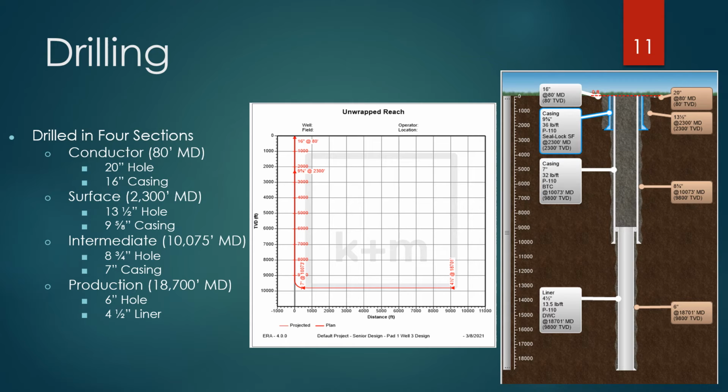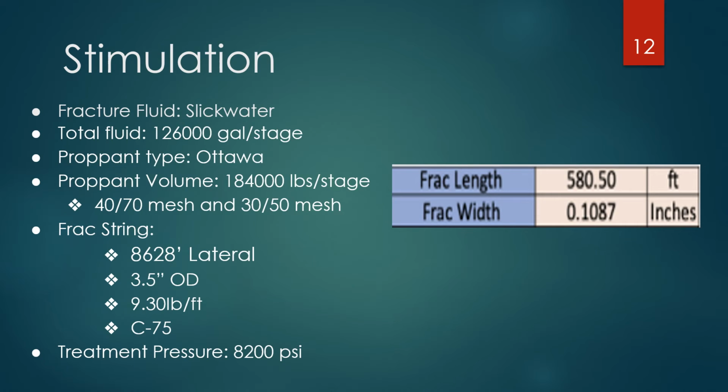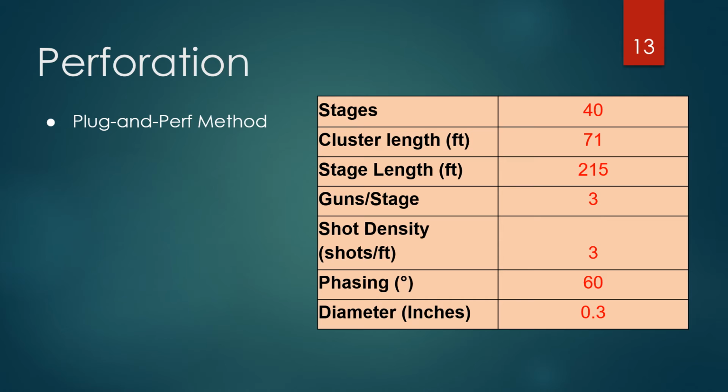Now Nawaf will talk about stimulation. Thanks, Rob. We'll be using slick water as our fracking fluid. We'll have a total fluid of 126,000 pounds per stage. Ottawa sand will be used as the proppant type, and we have a total proppant volume of 184,000 pounds per stage. We have a treating pressure of 8,200 psi. Moving to perforation, we'll have 40 stages to perforate. Plug and perf method will be used, and 3 clusters per stage and 60 degrees facing. I'll pass it off to Seamus.